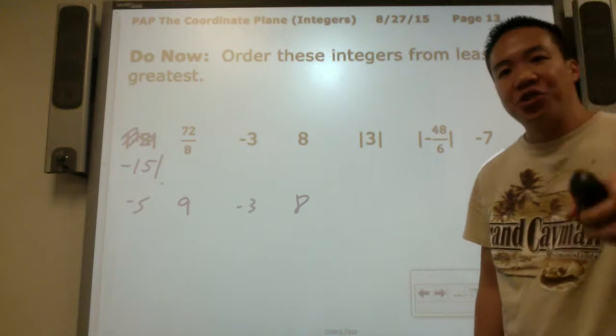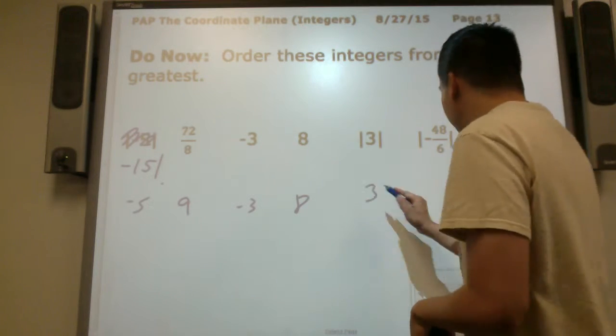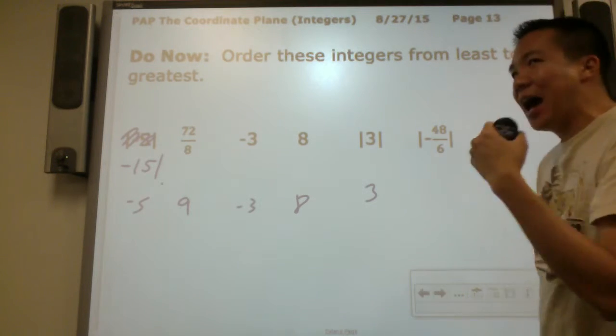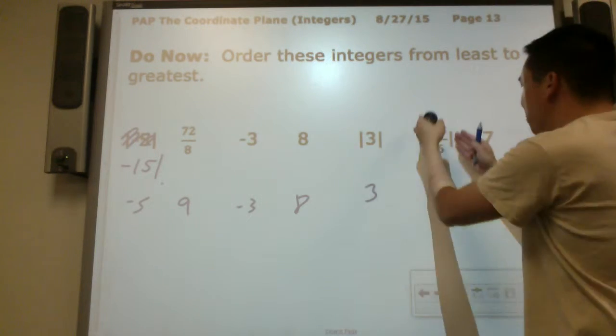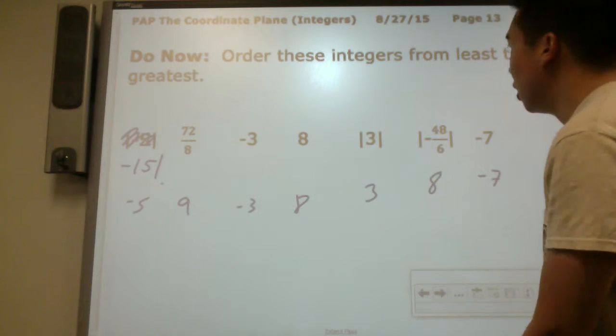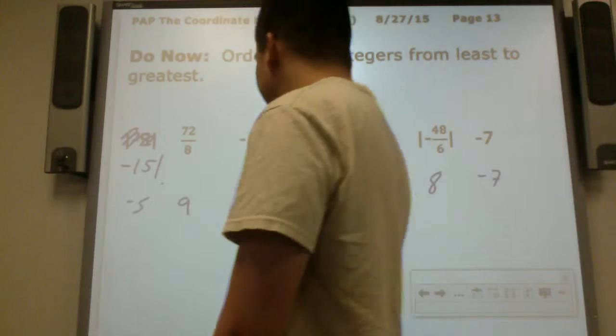How far is 3 from 0? 3. Negative 48 divided by 6, that's negative 8. How far is negative 8, absolute value, from 0? 8, negative 7. So put them from least to greatest.